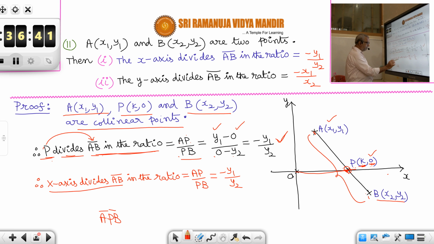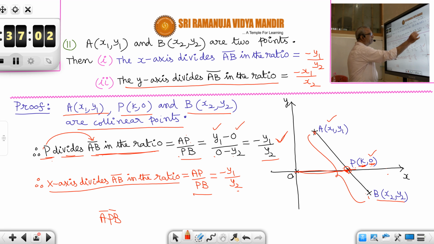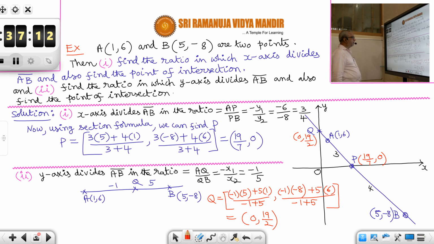So therefore the x-axis divides AB in the ratio means the x-axis is dividing AB at the point P only. So the x-axis divides AB in what ratio means it is nothing but AP by PB only. AP by PB we have proved is minus y1 by y2. Of course, similarly we can prove for the y-axis also. The y-axis divides AB in the ratio minus x1 by x2, which can also be proved in a similar manner. Let us see an example on this.